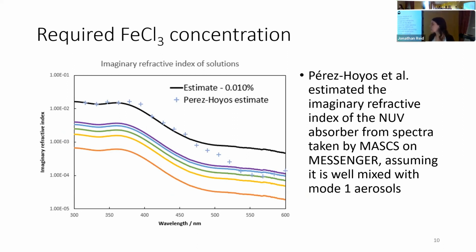Now, these colored lines are the imaginary refractive indices of the spectra I took, and they're all a bit low, but we can predict the concentration of ferric chloride we would need in these mode 1 particles to match this observation, and it's 0.01%, which is significantly lower than the 1% that's previously been suggested. However, this is very much a back of the envelope sort of scaling lines. Oh, don't they look pretty? So we should probably do some actual modeling.